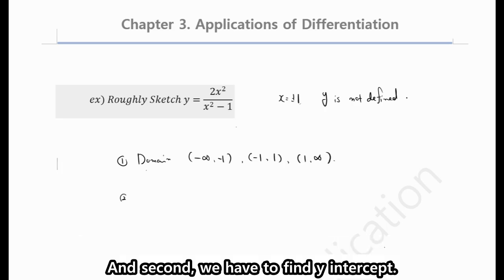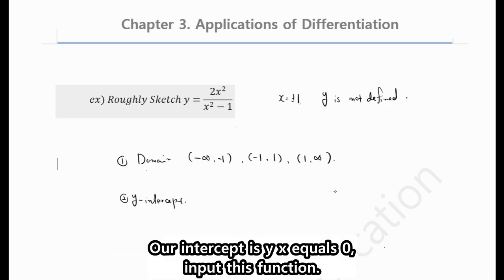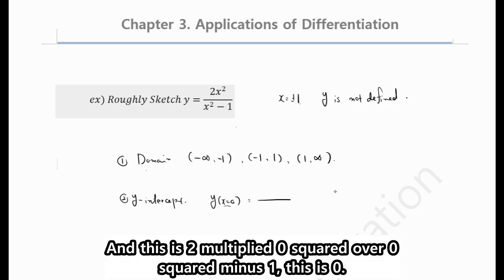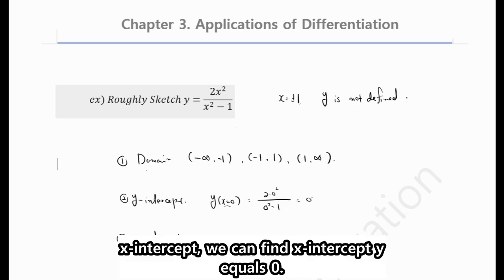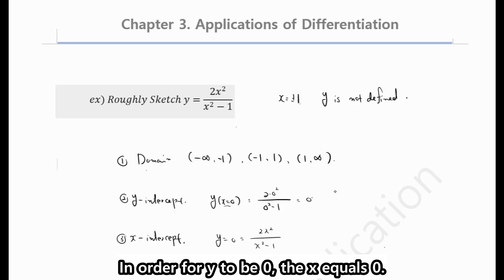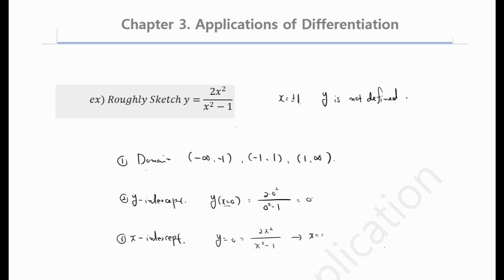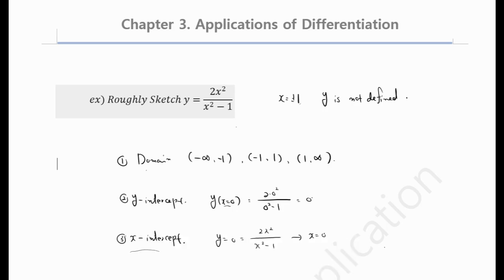Second, we have to find the y-intercept. Setting x equals 0 in this function gives 2 times 0 squared over 0 squared minus 1, which is 0. The third step is to find the x-intercept. We find the x-intercept by setting y equals 0. In order for y to be 0, x equals 0. So the x-intercept is x equals 0, and the y-intercept is y equals 0.